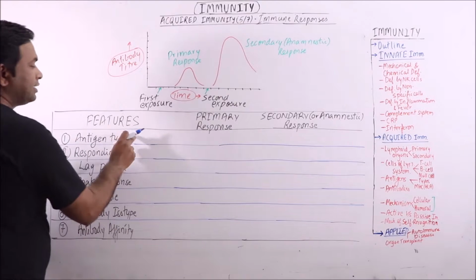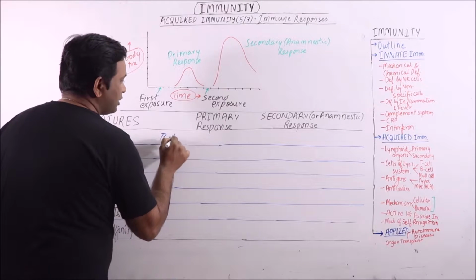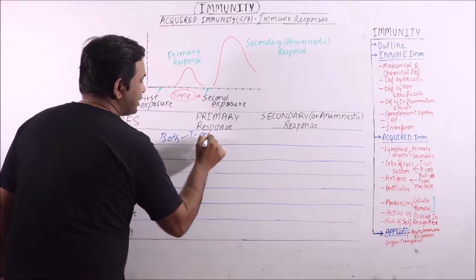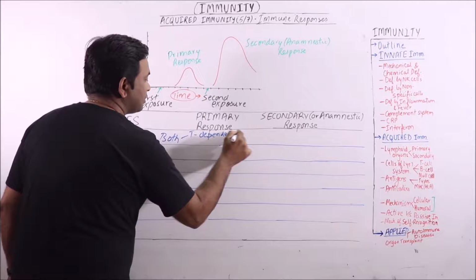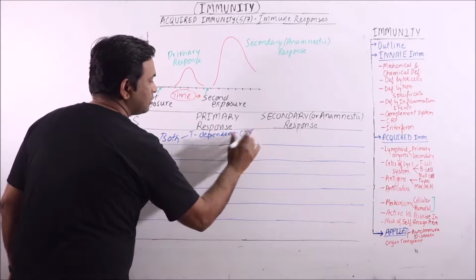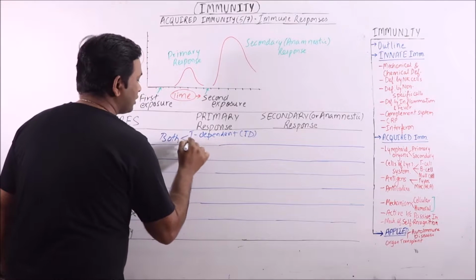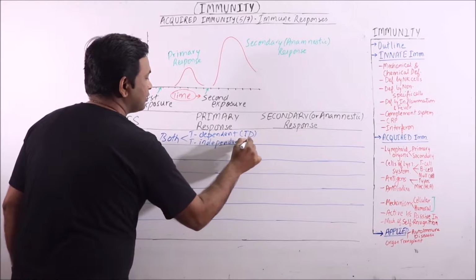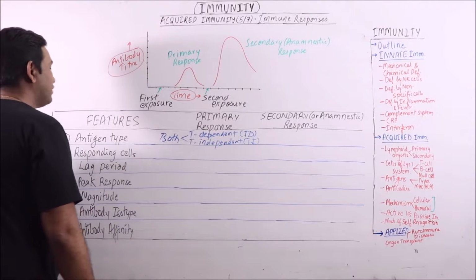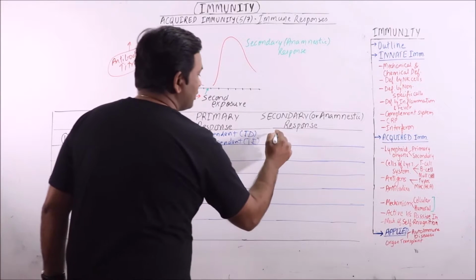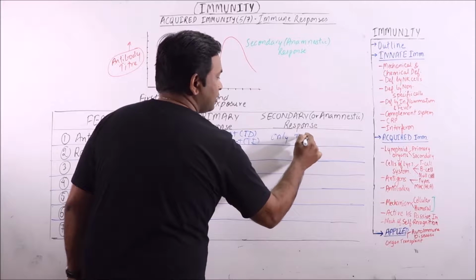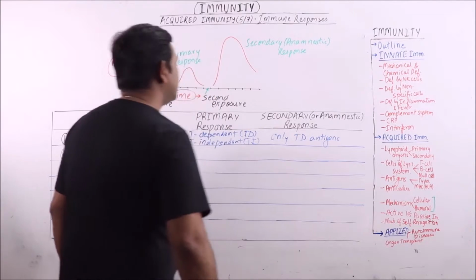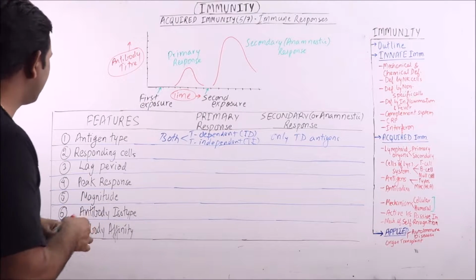First of all, antigen type. Here in primary response, both T dependent, that is TD, and T independent, that is TI, type of antigens are involved. Here only TD antigens are involved, that is T dependent antigens are involved.